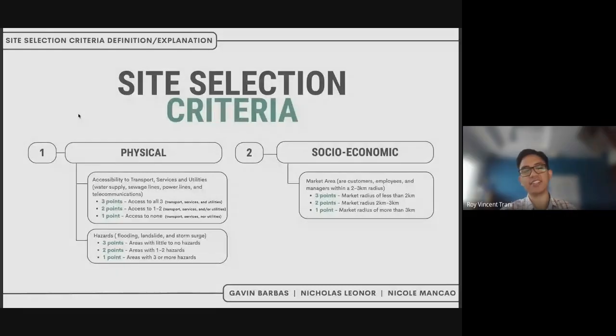Excellent. So this is what I was hoping for. The point system is much clearer.